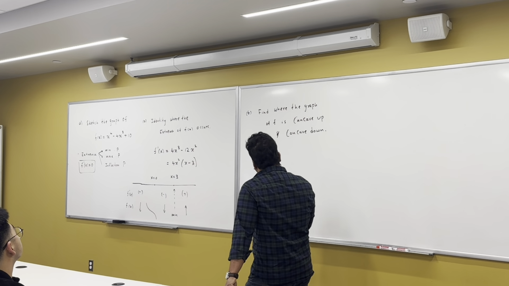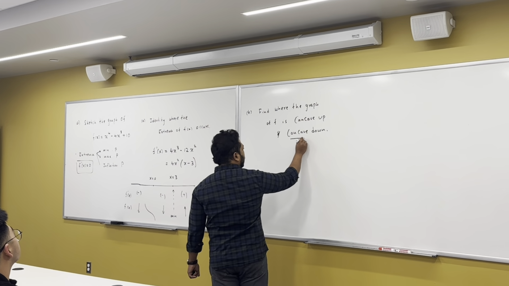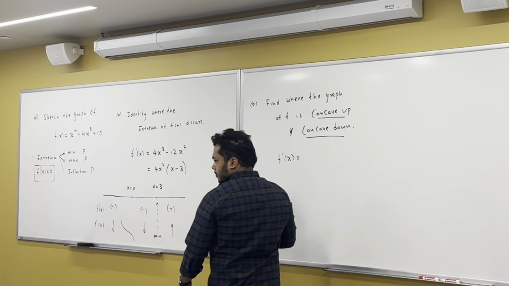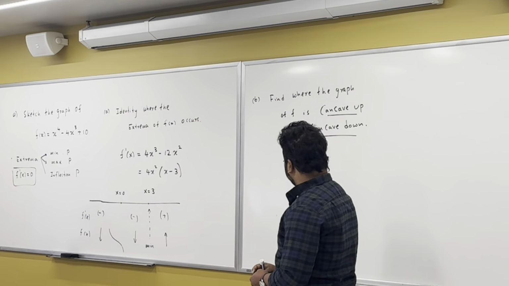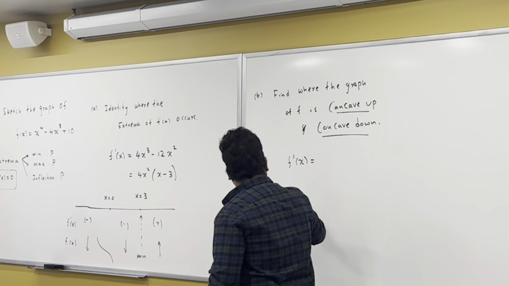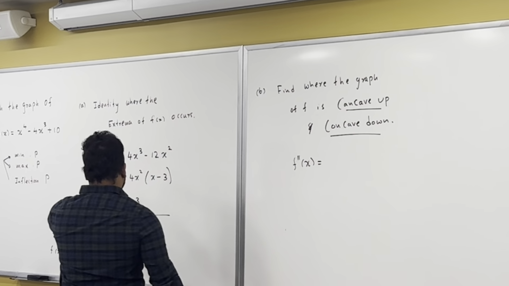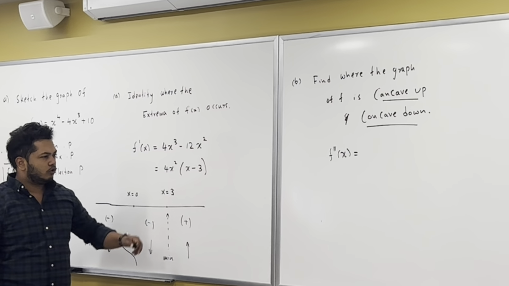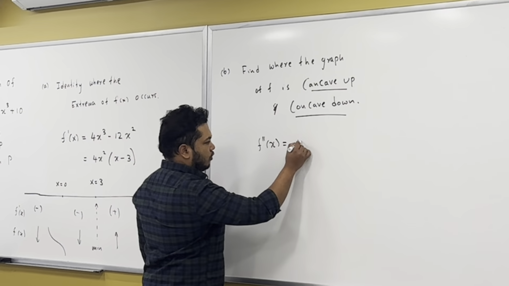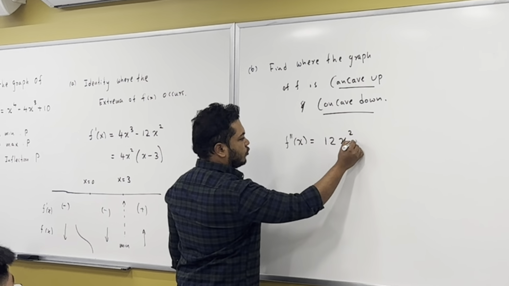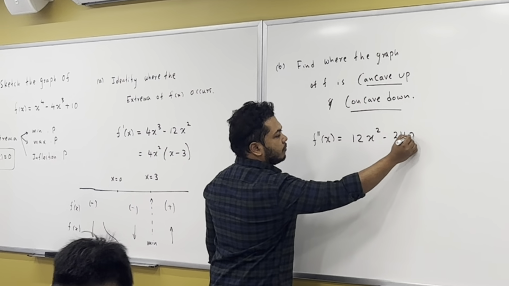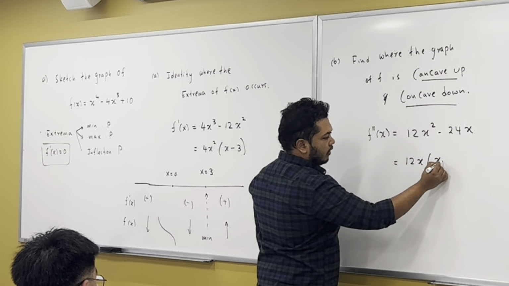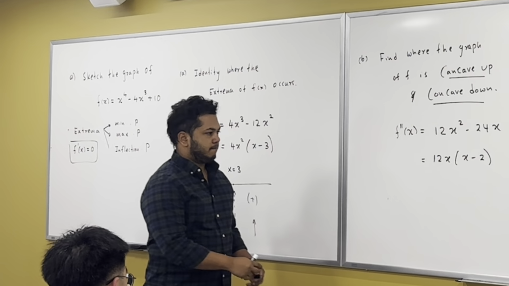So I need to get the second derivative now to discuss concave up and down. Okay? Can you tell me the second derivative of the function? I got the first derivative, yes. 12x cubed, so 12x square minus 24x. Yeah. 12x square minus 24x. Similarly, you can take 12x out because it's common.